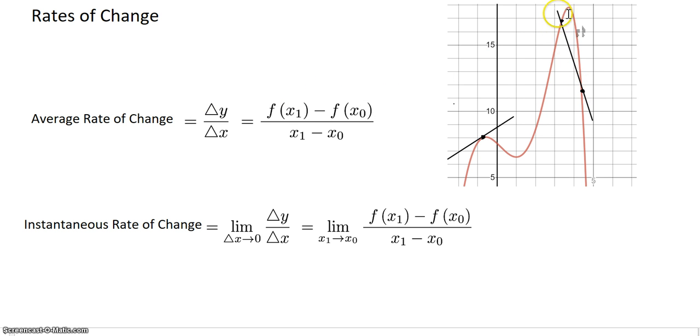Now if you look here, you can see that's a straight line going here. The actual function might curve up, but that's not what we're talking about. We're talking about the average rate of change, so we're just getting the straight line from this point to this point. And that's represented in this equation: the change in y over the change in x, or f of x1 minus f of x0 all over x1 minus x0.